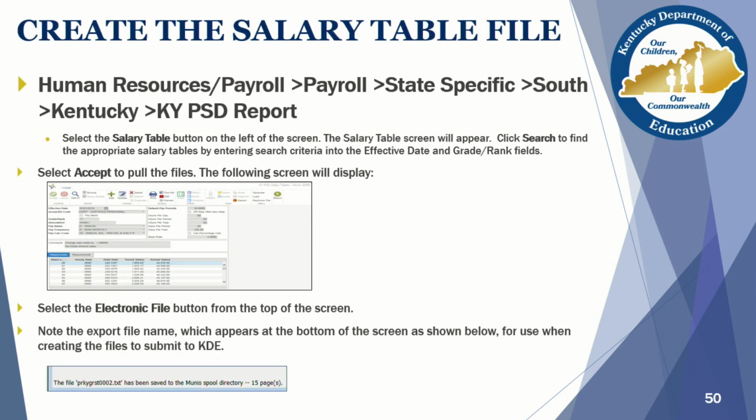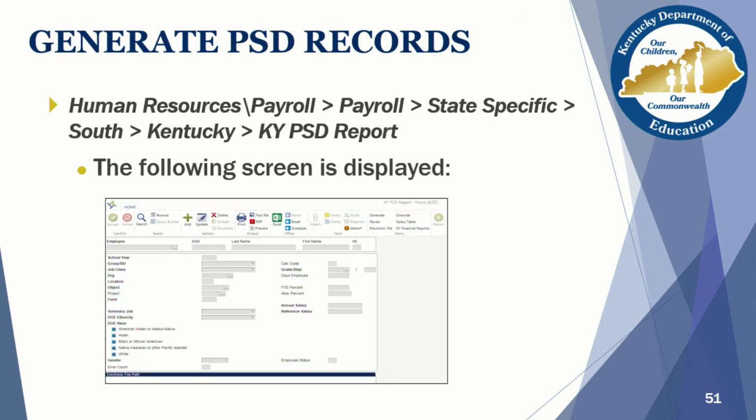And this is your path to the Kentucky PSD report, where you will select the Salary Table button on the left of the screen. The Salary Table screen will appear, and you'll click Search to find the appropriate salary tables by entering each criteria into the effective date and grade rank fields. You'll select Accept to pull the files, and the following screen will display. You'll select electronic file, and the name will appear at the bottom of your screen, and again, that's the file name that you will need to be able to submit to KDE. This is your path to the Kentucky PSD report and the screen that will appear.